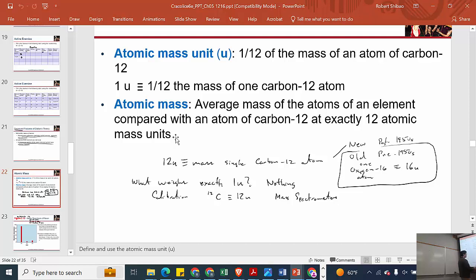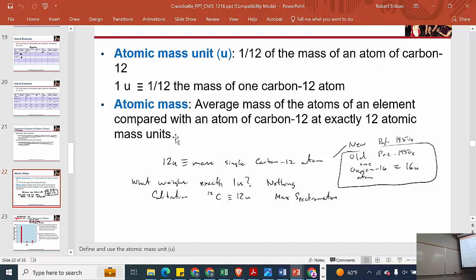And so what weighs exactly 1 U? Nothing weighs exactly 1 U. What weighs exactly 12 U? Well, carbon 12 does. And so what we do is we feed carbon 12 into the mass spectrometer. Where carbon 12 hits, we set the detector to read exactly 12 U. Now, carbon 12 is what we call the new definition. There is an old definition of the U.